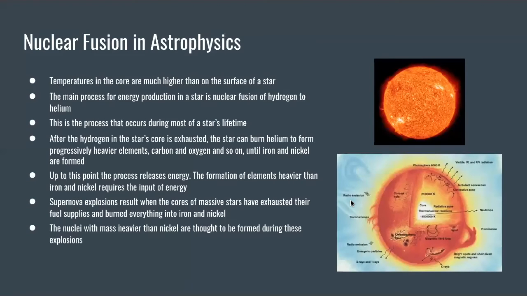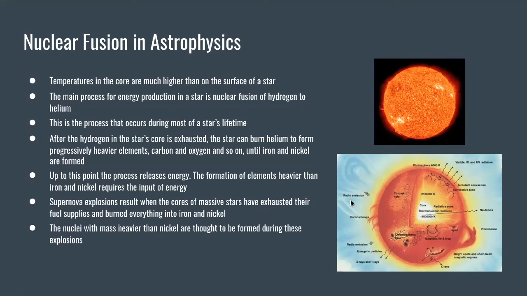So nuclear fusion and astrophysics. The temperatures in the core are much higher than on the surface of a star. And the main process for energy production in a star is nuclear fusion of hydrogen to helium. So this is the process that occurs during most of a star's lifetime. And after the hydrogen in the star's core is exhausted, the star can burn helium to form progressively heavier elements like carbon and oxygen and so on, until iron and nickel are formed.